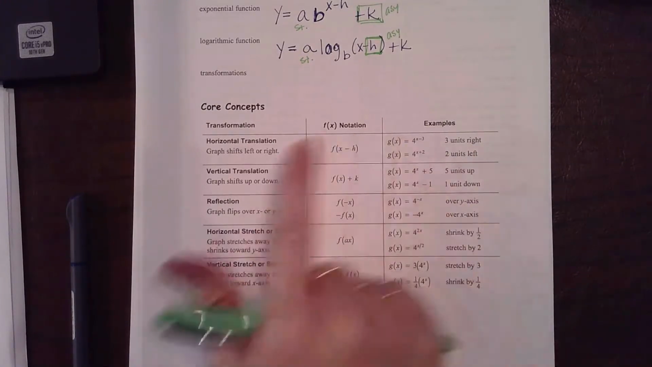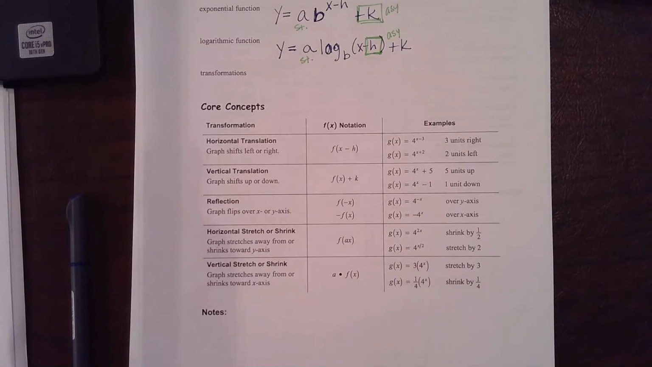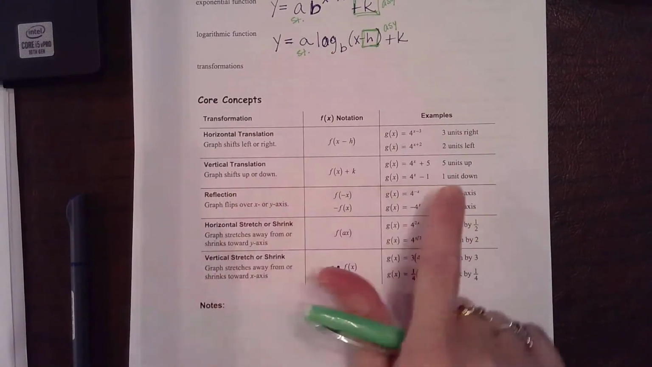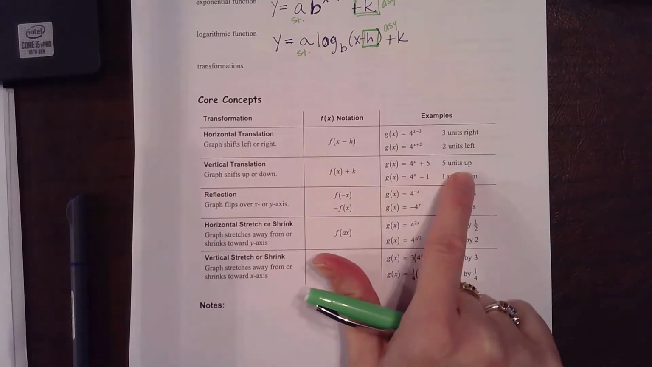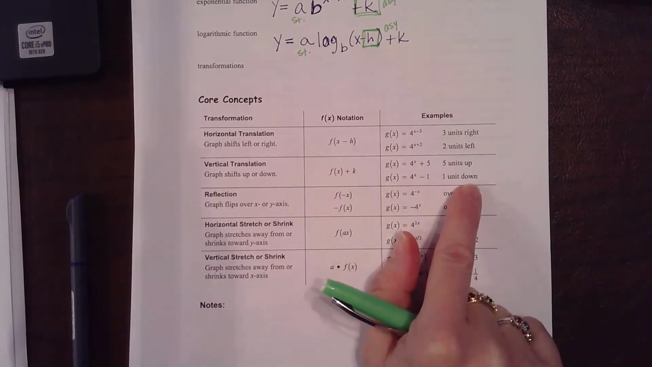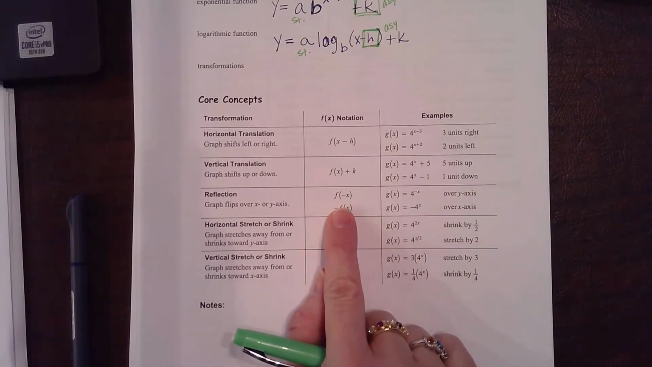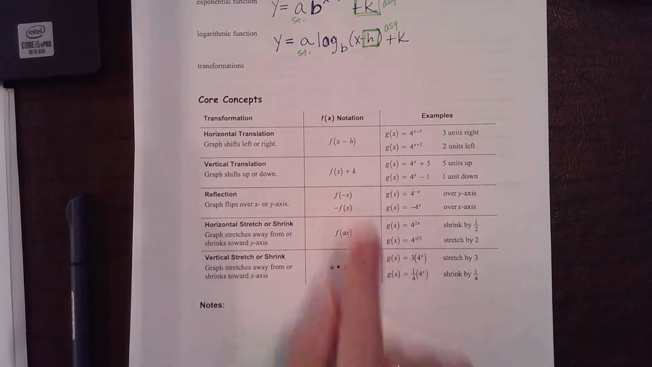So this is a nice little chart to show you what the transformations are going to look like. Vertical translation, just up and down. So again, the plus 5 here causes my graph to move up, the minus 1 causes my graph to move down. We can have reflections, and so we can have a reflection over the x-axis or the y-axis.